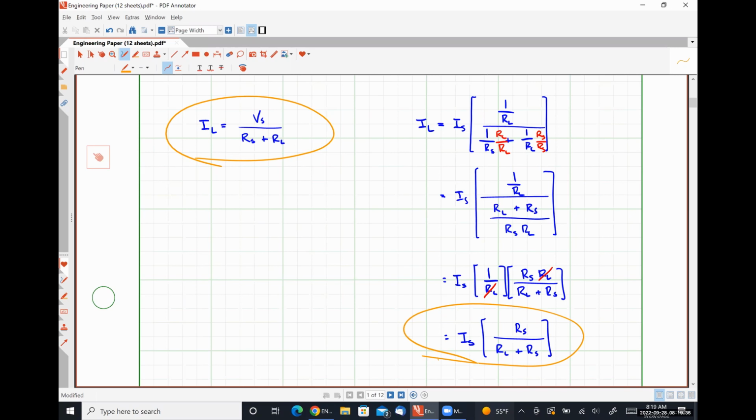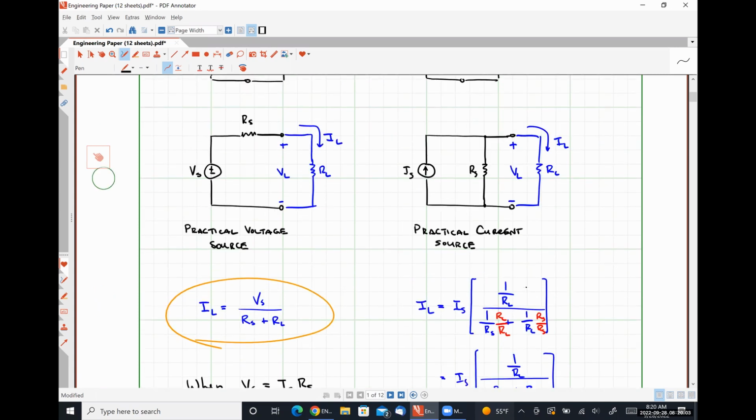You're exactly right. So when VS is equal to IS times RS, these two circuits are electrically equivalent. Now, we only proved it here to show that the current IL is the same in both. We could easily derive a relationship for VL on both sides of this equation.